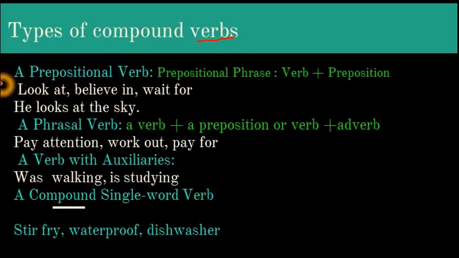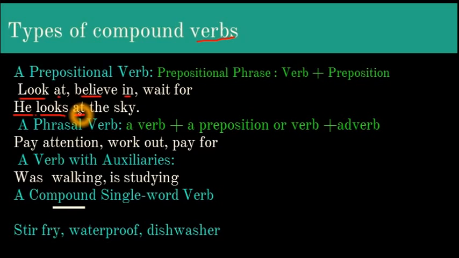A prepositional verb is a combination of a verb and a preposition. Verb plus preposition. These are the examples: look at, believe in, wait for. In this sentence, he looks at the sky. Now we have the subject he, looks is the verb, and at is a preposition. In this sentence, we have a prepositional verb, which contains a verb, look, and a preposition, at.